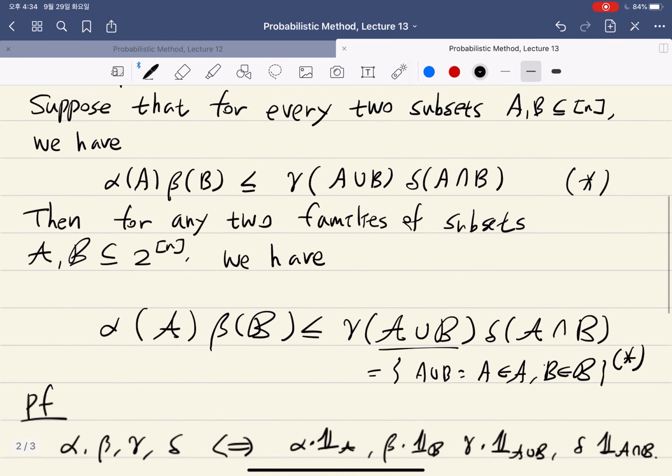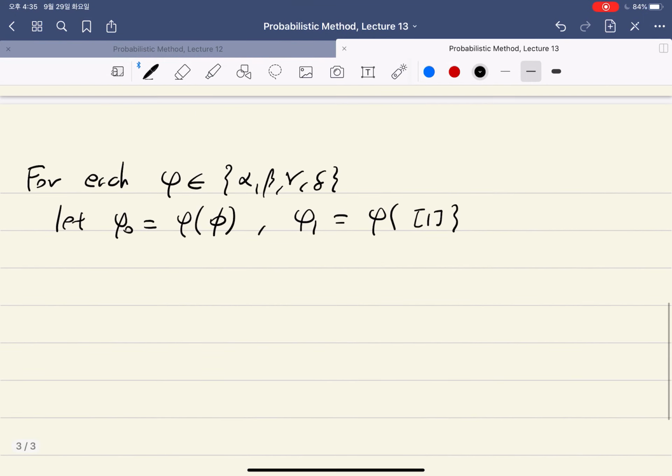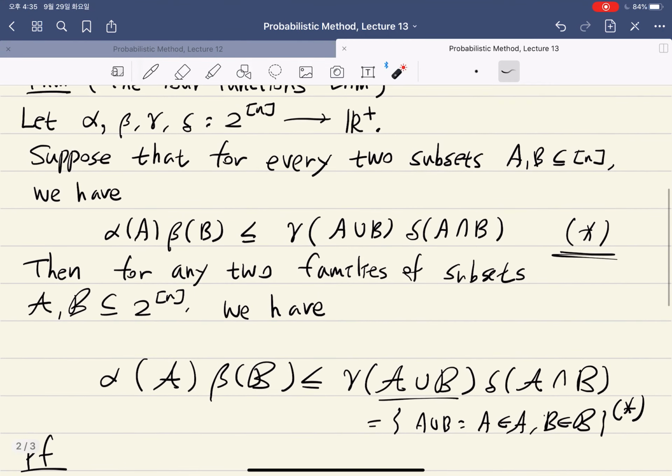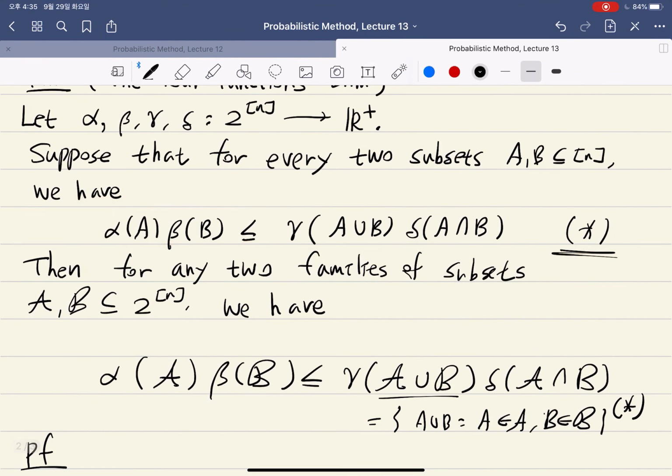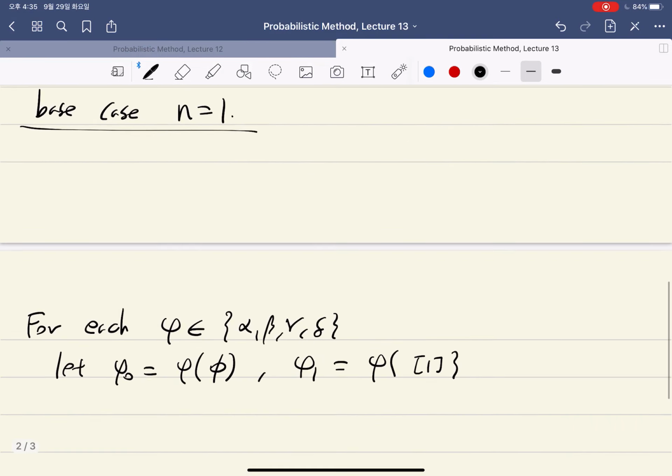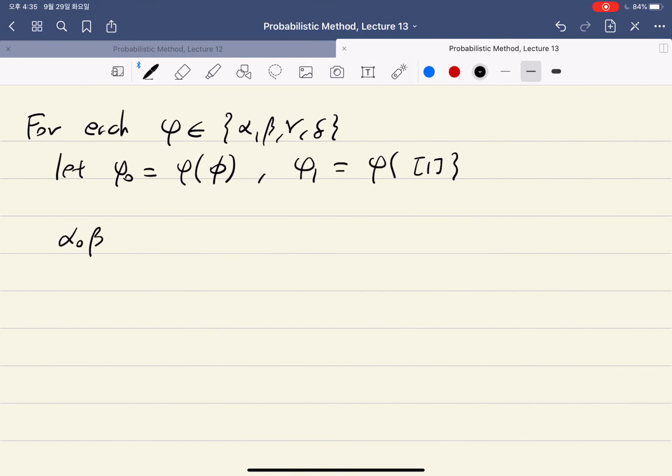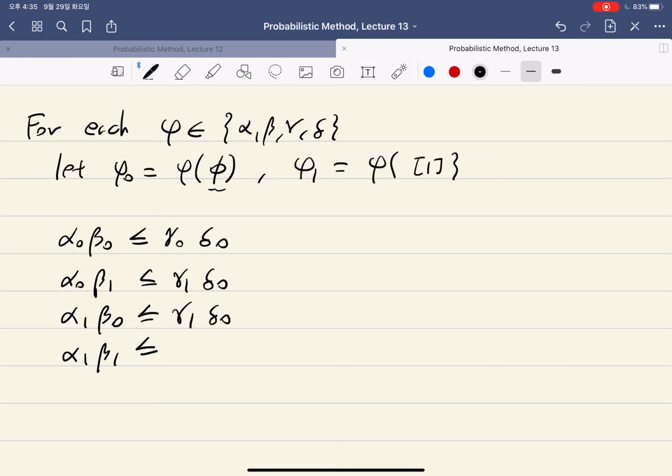Then, by using this, what do we know? We know that alpha 0, beta 0 is at most gamma 0, delta 0, because empty set union empty set is empty set, and empty set intersection with empty set is empty set. And for the other combinations, we have this relation. These 4 relationships.